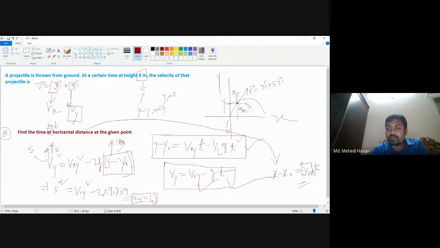Then v naught x, we know that the x component of the velocity is always constant, so this v naught x will be vx, that means this is equal to 3. So 3 into the time, এখান থেকে পাইলা, if you take 3 multiplied with this time, then you will get the horizontal distance. কোশ্চেনটা ক্লিয়ার সবার?